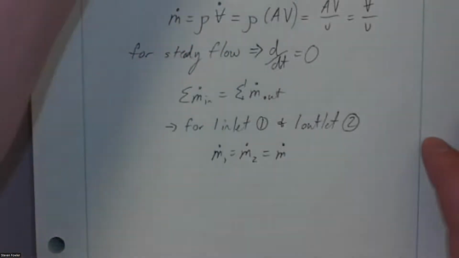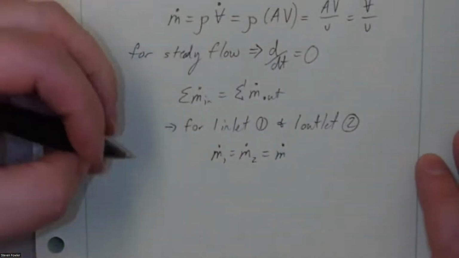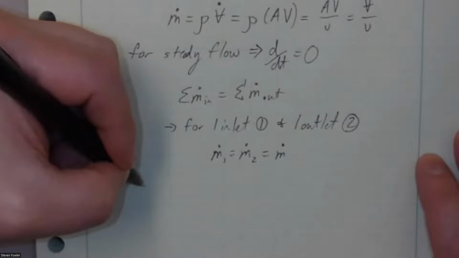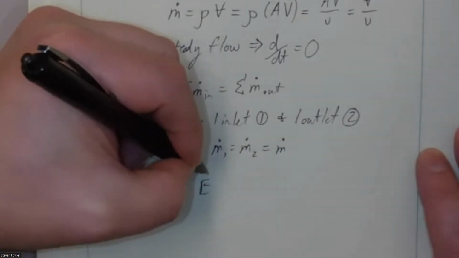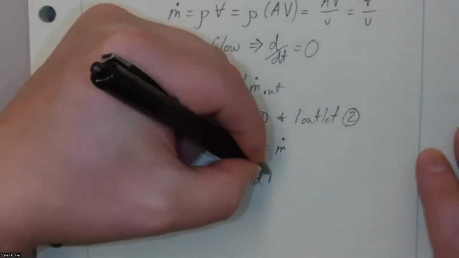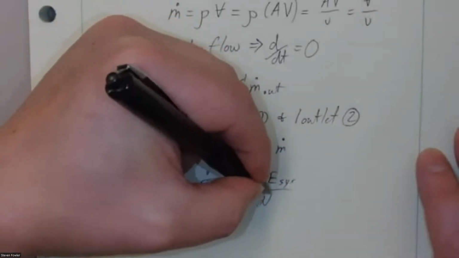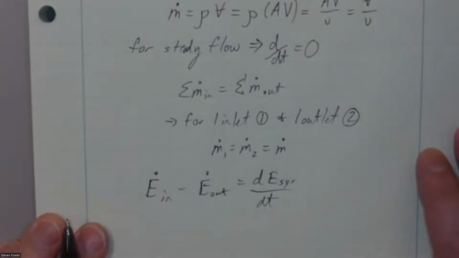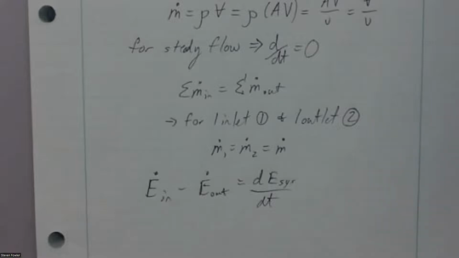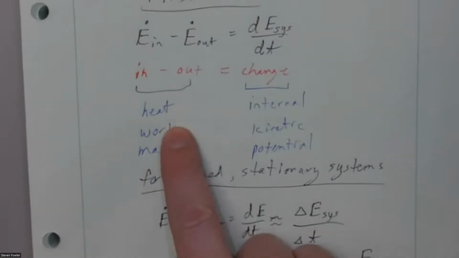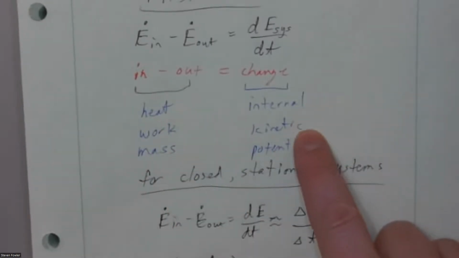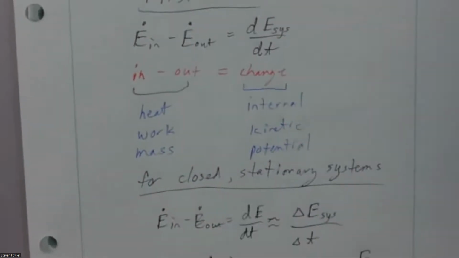What's that look like? Well, if we go all the way back to the first law, it's E dot in minus E dot out equals dE for my system with respect to time. As we've already discussed, these are heat, work, and mass. We talked about that back on page 3. Page 3 said heat, work, and mass can cross the boundary. Internal, kinetic, and potential energy for my system is what can change.